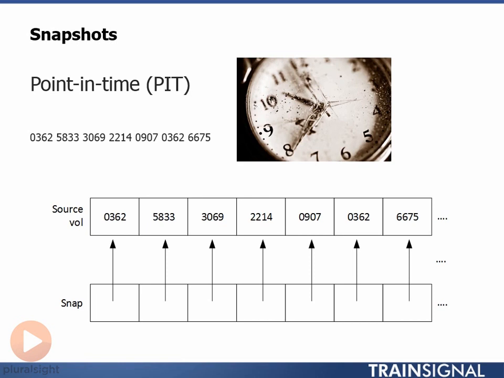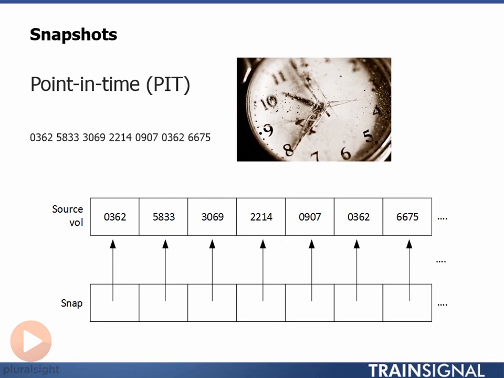So, what the system does is any time an update is made to the source volume, before actually updating the contents of the source volume, the system makes a copy of the original contents to the snap volume. Let's take a look at it in action.